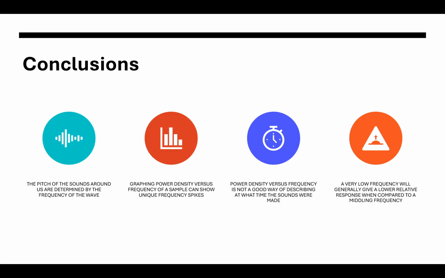For my conclusion, the pitch of the sounds around us is determined by the frequency of the wave. Graphing power density versus frequency of a sample can show unique frequency spikes. Power density versus frequency is not a good way of describing at what time the sounds were made. And a very low frequency will generally give a lower relative response when compared to a middling frequency.